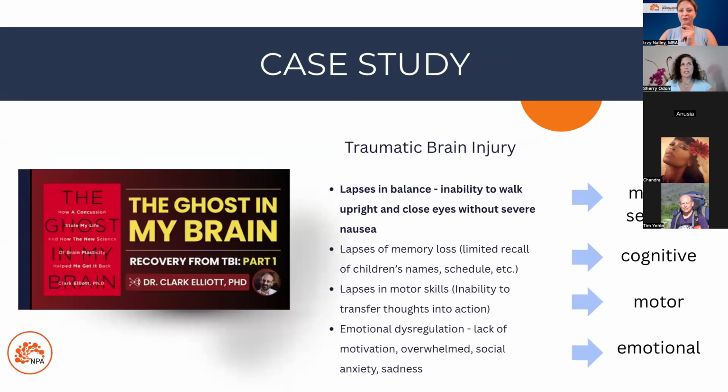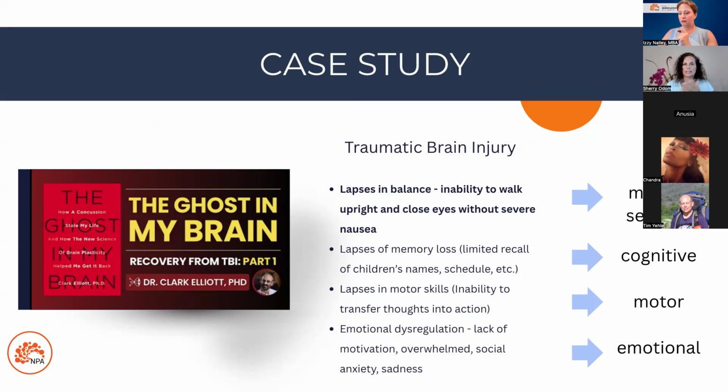So, Anusia, you put in the chat here, The Ghost in My Brain is a good book. It is. It's a phenomenal book. And the author of that book is Dr. Clark Elliott. He is an AI professor and had a traumatic brain injury. He was in a very small, slight car accident, quite frankly. It didn't do very much damage to his car. He was able to drive it home, had dented the bumper, but he was at a dead stop, and somebody hit him from behind.